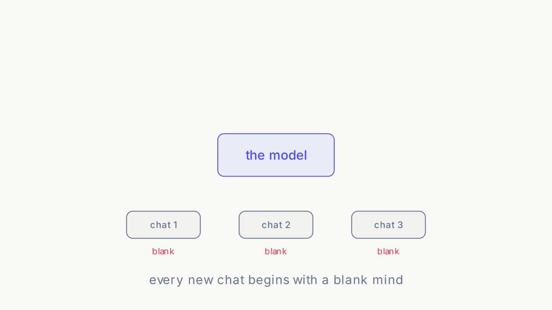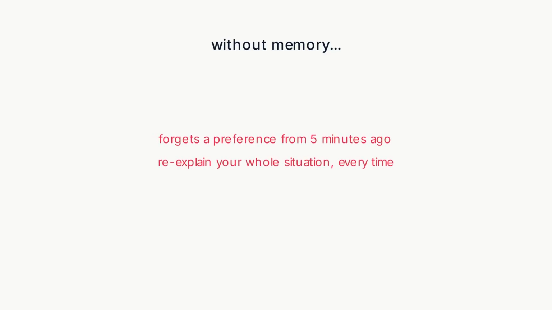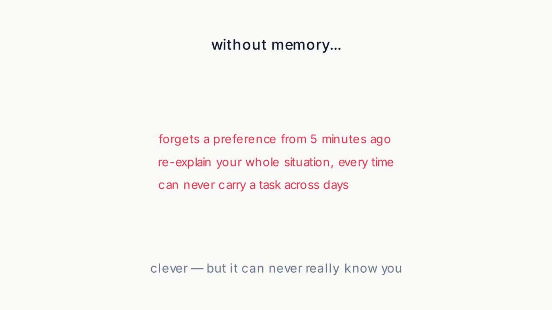Every new chat begins with a completely blank mind. It doesn't remember your last conversation or even the start of this one once it's long enough. On its own, the model has no memory. And you feel it, the assistant that can't recall a preference you stated 5 minutes ago, the one you have to re-explain your whole situation to every single time. Without memory, an AI can be clever, but it can never really know you, and it can never carry a long task from one day to the next.